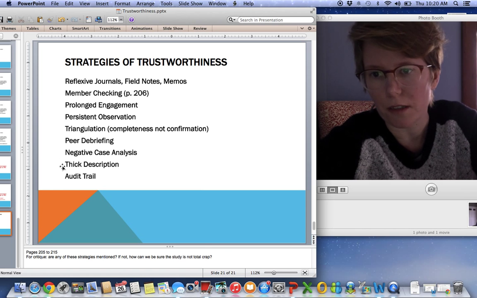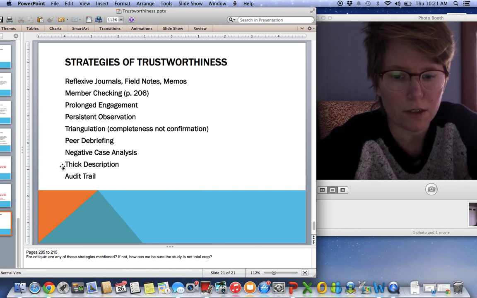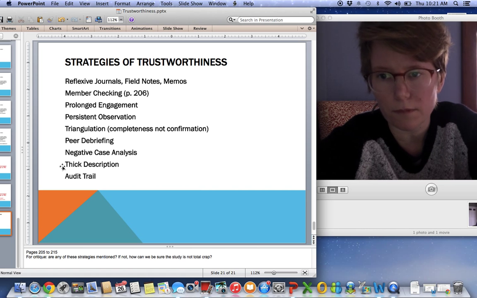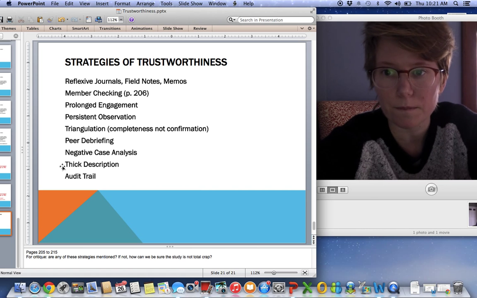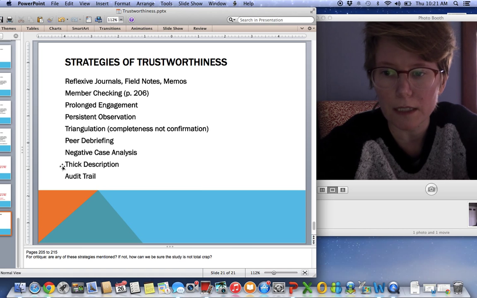Thick description. This is sort of a non-negotiable in most qualitative research, that you need to describe your phenomenon deeply and thickly so that the person reading the study can make a decision, like the book says, about whether or not the findings are relevant. And create an audit trail, paper trail, so that people can trust what you're doing.